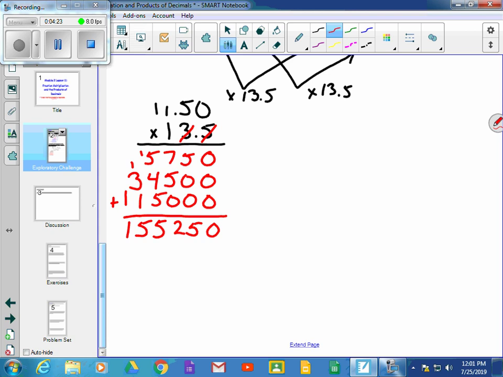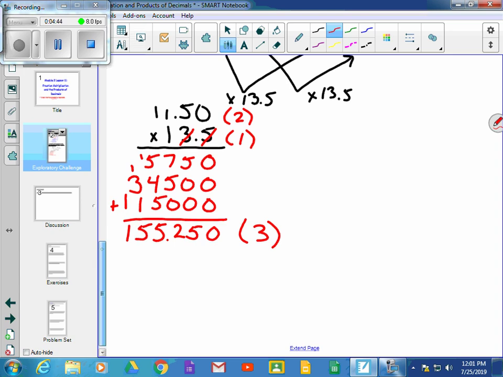Finally, I'm going to put my decimal point in the right place. I've got 2 places to the right in that factor, 1 place to the right in that factor, so that tells me in my answer I need 3 places to the right of the decimal point, which means my decimal point goes right there.